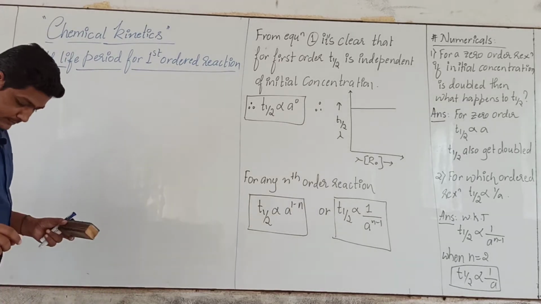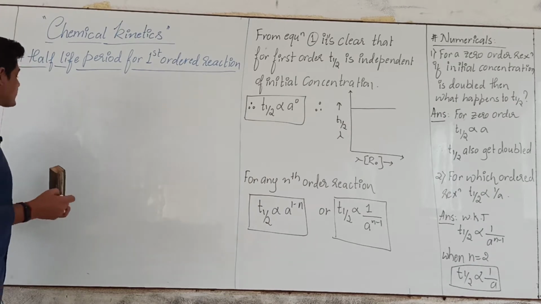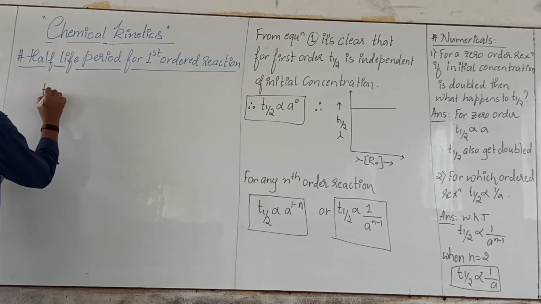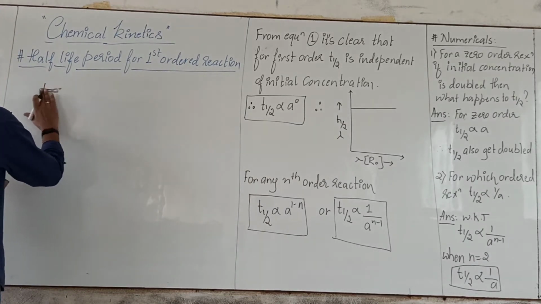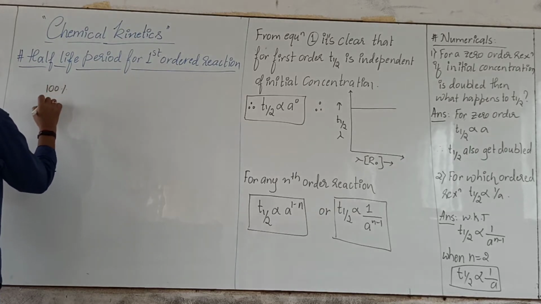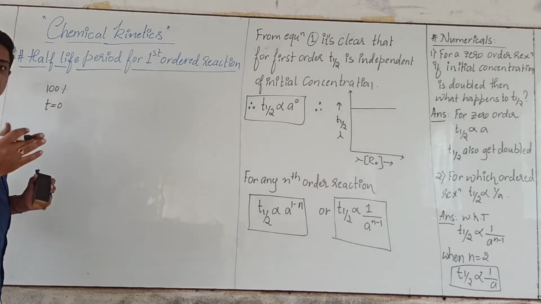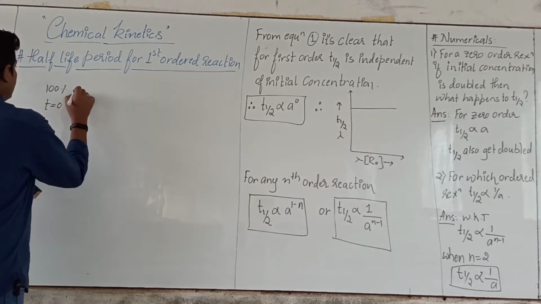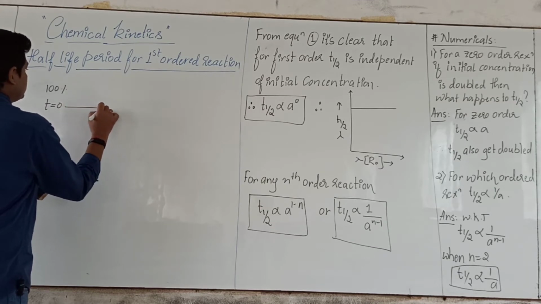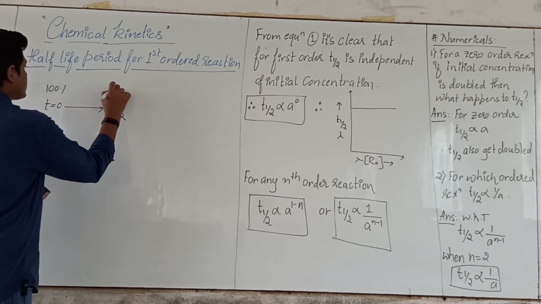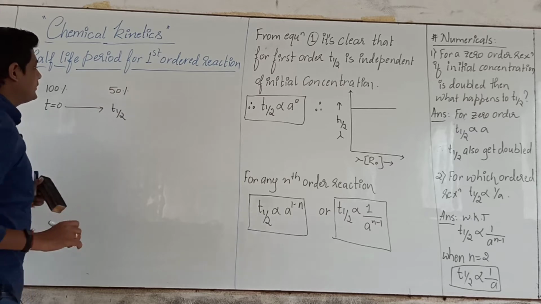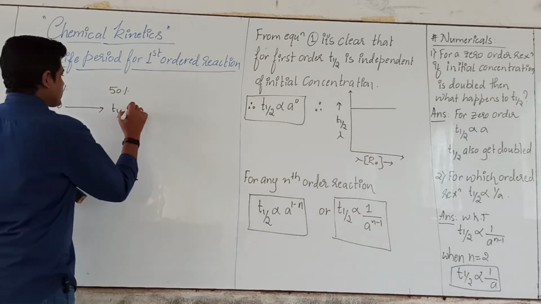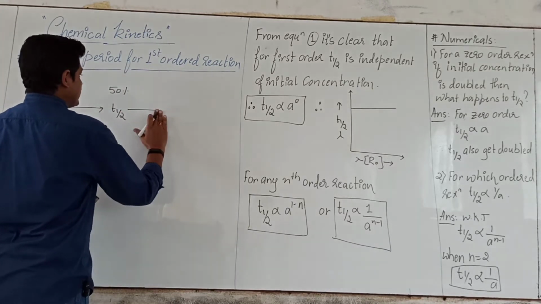See, you remember this part, students, that is when T is equal to 0, or when the concentration is 100%. T is equal to 0 means initial time is equal to 0. Next, when this becomes a T half, then concentration will be 50%.